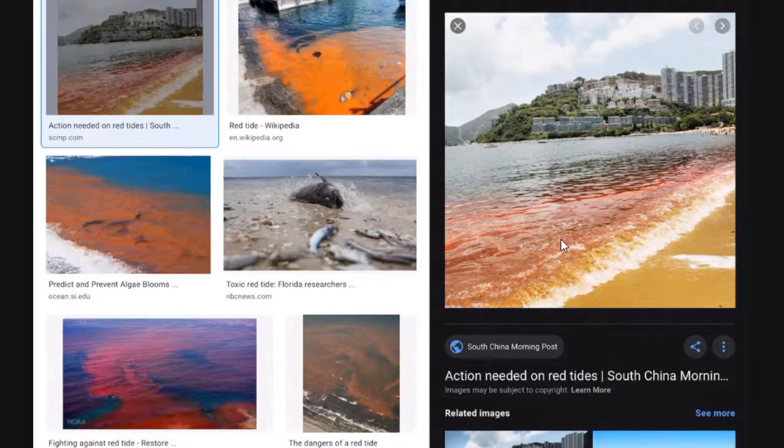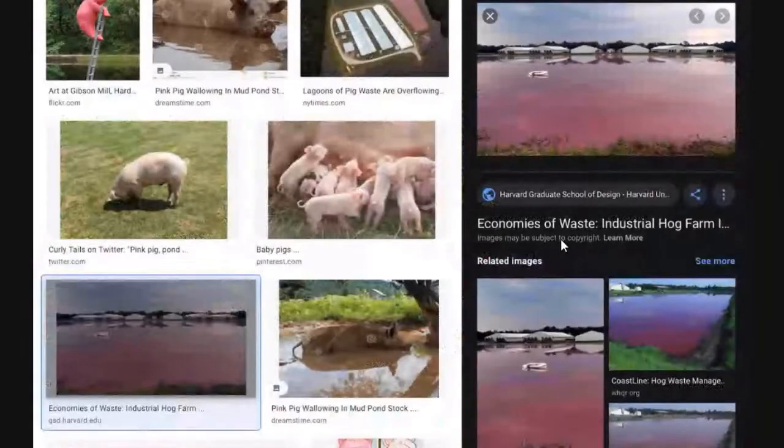If you've ever seen pig farms as well, I don't know what that is all about, but okay. That's pretty cute, though.